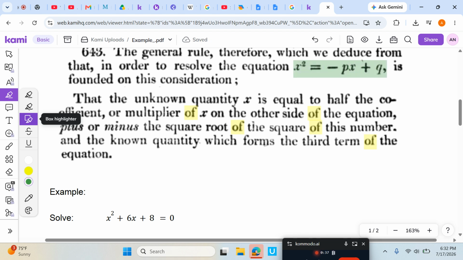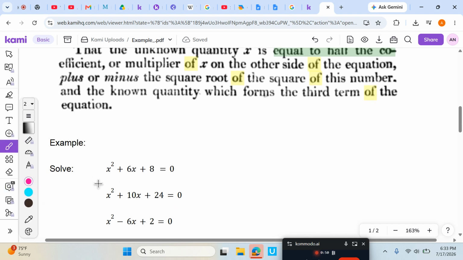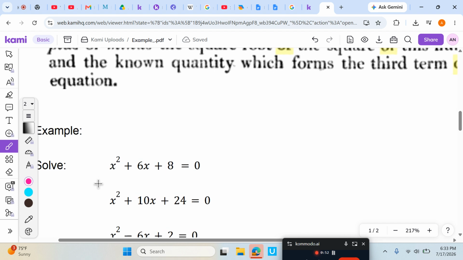we can just take, so x is equal to 1/2 the coefficient, which is going to be negative p, plus or minus that squared, and then you just attach the constant. So let's just take a look at that in action, how it actually plays out. So you're probably not used to it. We're just doing it a slightly different way.